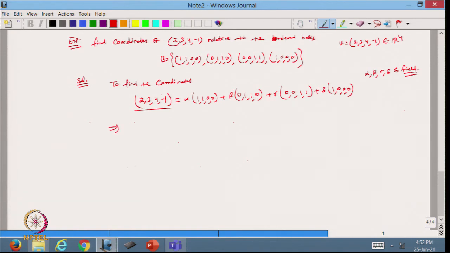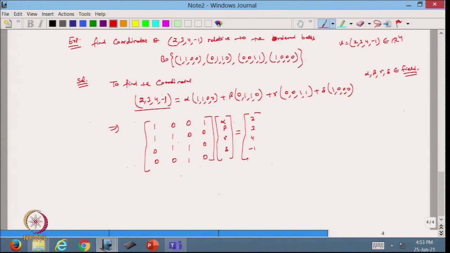From here, if you see, it is just a linear combination. So, if I put a matrix with these vectors as columns, 0 1 1 0, 0 0 1 1 and 1 0 0 0, and multiply by alpha, beta, gamma, delta, this should be equal to 2 3 4 minus 1. So, it is a 4 cross 4 system.